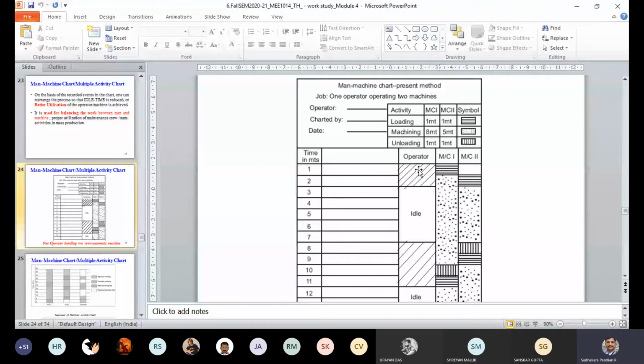Loading takes this much time, machining takes this much time in total after completing the job, then unloading takes this much time. You can include one more row in the summary, idle time. It is not given in this chart, whereas I will show you in the next chart. Okay, you take down this chart.